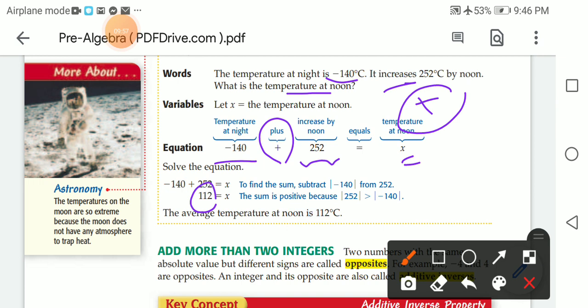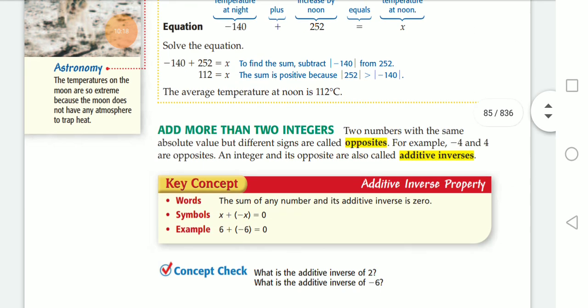Which sign do I get here, positive or negative? The greater number, 252 or 140, the absolute value. Which number is greater? 252, and it has what? Positive, so it takes the positive, right? Positive 112. So the answer is positive 112. X will be 112. Okay?